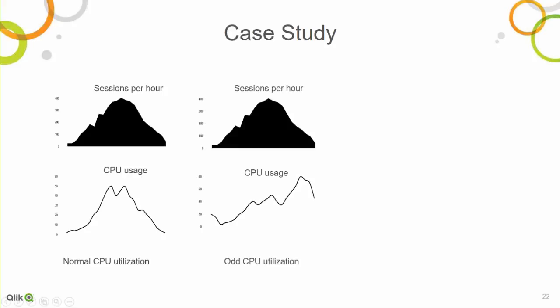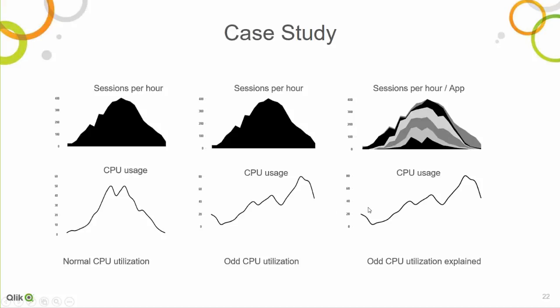Now, in the second picture, we see that when the user sessions are growing, the CPU usage is growing, it's the same. But when the number of sessions is dropping, we see the CPU usage is growing even more. So the CPU usage somehow is not corresponding to the number of user sessions anymore. Why? In order to answer that, we need to have more information.